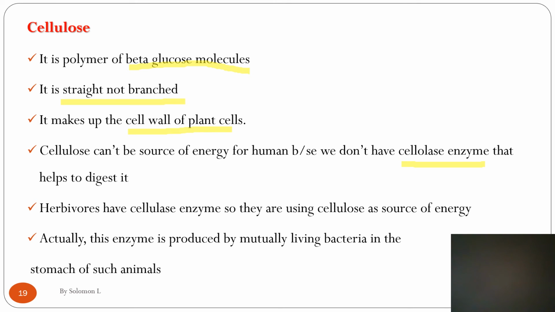However, herbivorous animals that eat plants can use cellulose as a source of energy because they have cellulase enzyme. Actually, these animals do not directly have this enzyme. Rather, bacteria found in the stomach of these animals produce this cellulase enzyme. Therefore, they mutually benefit from cellulose. The bacteria produce cellulase enzyme, whereas the animal provides the food, which is cellulose, or the grass of the plant. Then the energy produced from this molecule can be commonly used by the animal as well as by the bacteria.